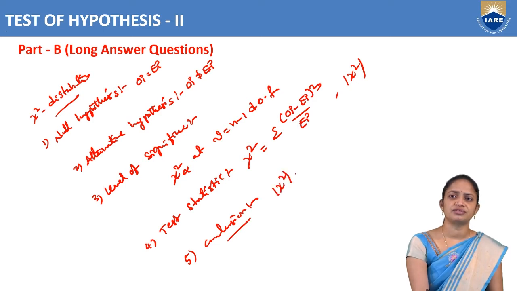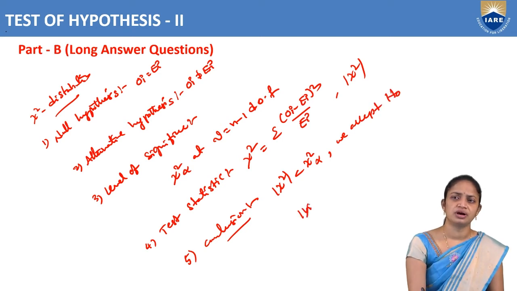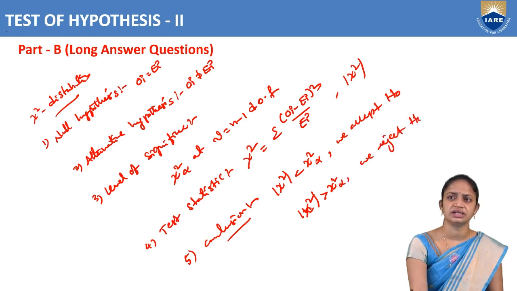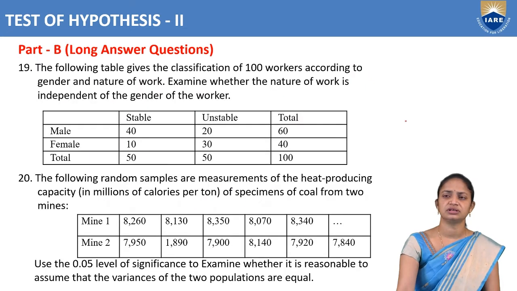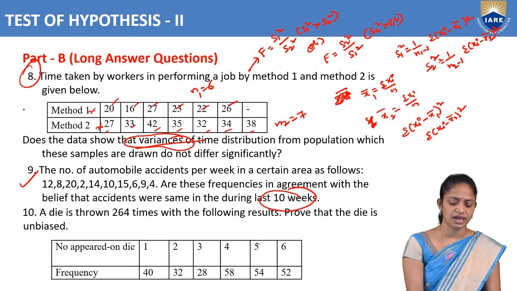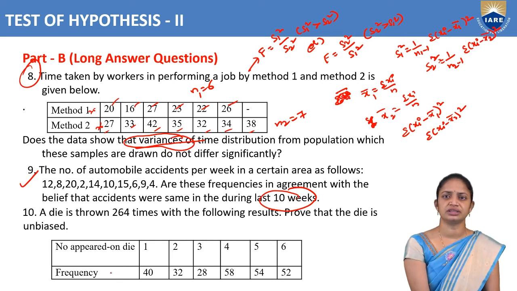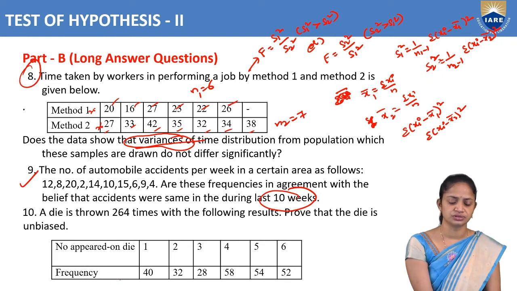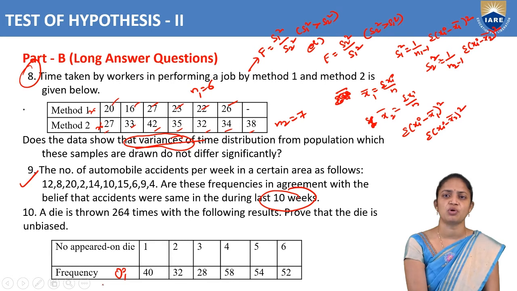If the modulus of chi-square is less than chi-square alpha, we accept H naught. If the modulus of chi-square is greater than chi-square alpha, we reject the null hypothesis. So this is our procedure for the chi-square distribution. Here they have given the frequencies. The frequencies are the y values.